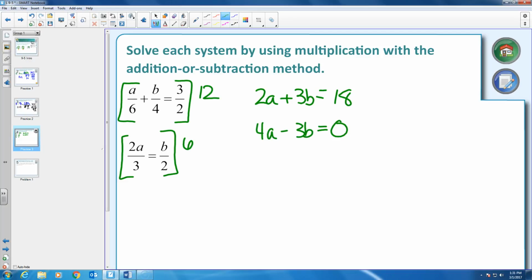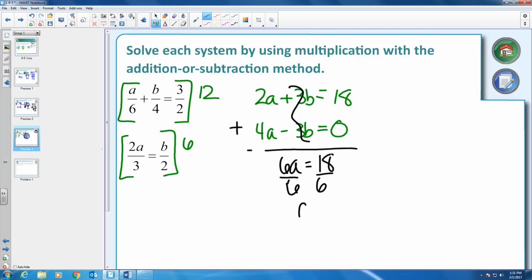Because now, who automatically cancels? The b's are going to automatically cancel. So we're going to cancel those out and we add what's left. 2a plus 4a is 6a. 18 plus 0 is 18. If we divide both sides by 6, what's a going to equal? A equals 3.